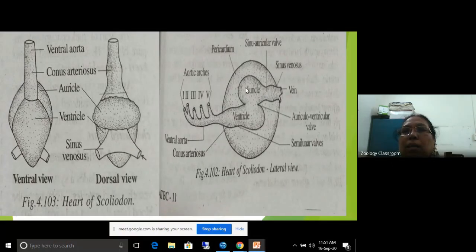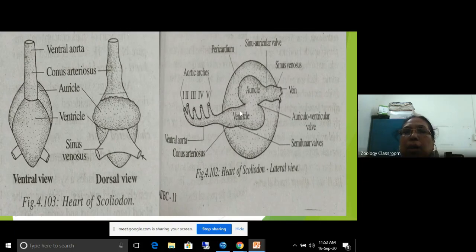Then the auricle, which is thin and elastic. This auricle opens into the ventricle. The opening is guarded by a valve called the auriculoventricular valve, and the opening is called the aperture. Then the ventricle, which is thick and muscular, opens into the conus arteriosus, and this conus arteriosus divides into the aortic arches. These aortic arches carry venous blood.